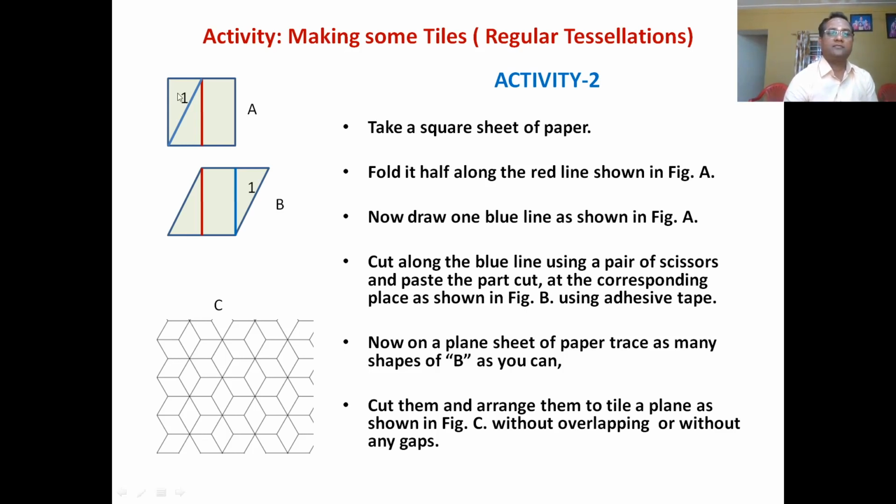Here I have used a square sheet of paper. I have folded it in half along the red line. Now draw a blue line here. Mark this as 1. Cut along the blue line, take this shape and place it here. So you can get a rhombus-shaped pattern, and a beautiful rhombic tessellation can be formed as shown in figure C.